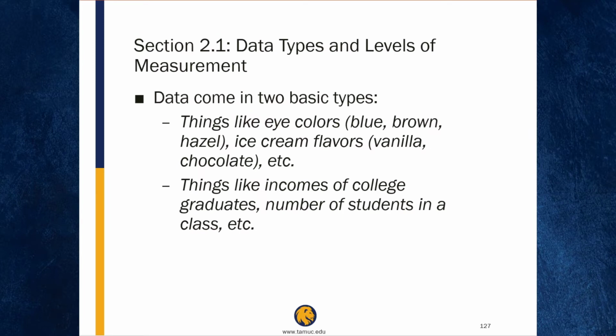Things like eye colors, like blue, brown, hazel, or ice cream flavors like vanilla, chocolate, etc. These are more like names or categories that data could fall into. Or we could have more numerical types of data like income of college graduates, numbers of students in a class, etc. So these are all examples of different types of data, but two primary categories that we see, one which is largely non-numerical and one which largely involves more numerical measurements.